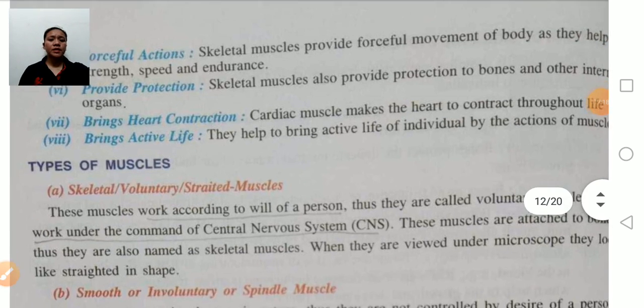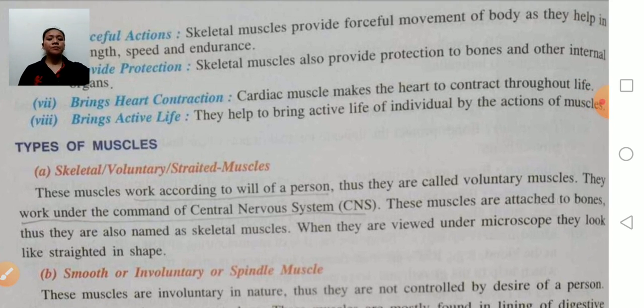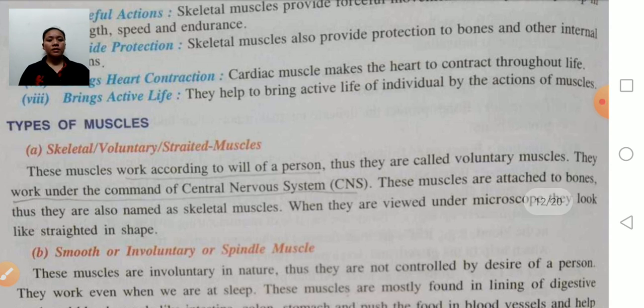Types of muscle. There are three types of muscle: skeletal muscles, smooth muscles, and cardiac muscles, or we can say voluntary muscles and involuntary muscles. Skeletal muscles, also known as skeletal muscle or voluntary muscles or straight muscle. This muscle works according to the will of a person. Thus, they are called voluntary muscles. They work under the command of the central nervous system.